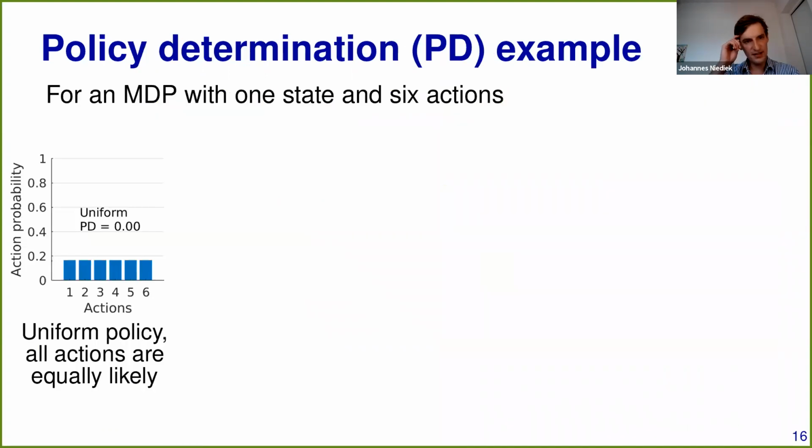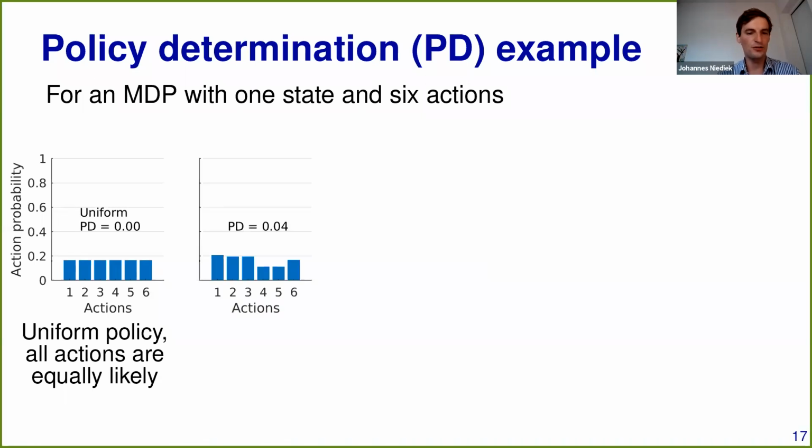And here's an example. So imagine that we are in a very simple MDP with only one state and 6 actions. So we can depict the probability of taking each action as a bar plot here on the left. And the most simple policy is the uniform policy, where every action has the same probability, 1/6 in this case. And the PD, the policy determination, is 0. So then we decrease a bit the probabilities of actions 4 and 5 and increase a bit the probability of action 1. And the PD increases also a tiny bit.